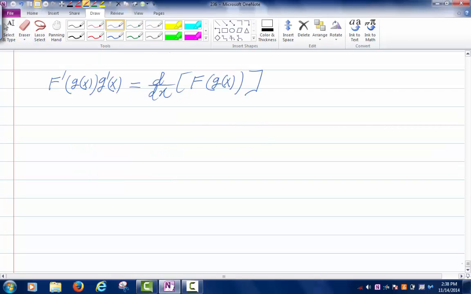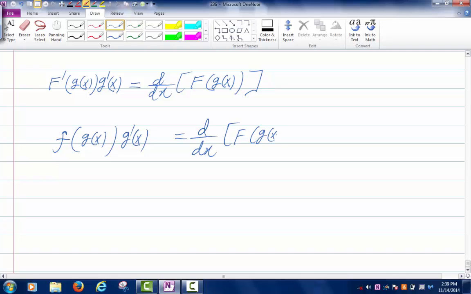And so, what is capital F prime? That's the same as lowercase f, because we took capital F to be the antiderivative of lowercase f. So what we have here then is f of g of x times g prime of x. That's the derivative of capital F of g of x.